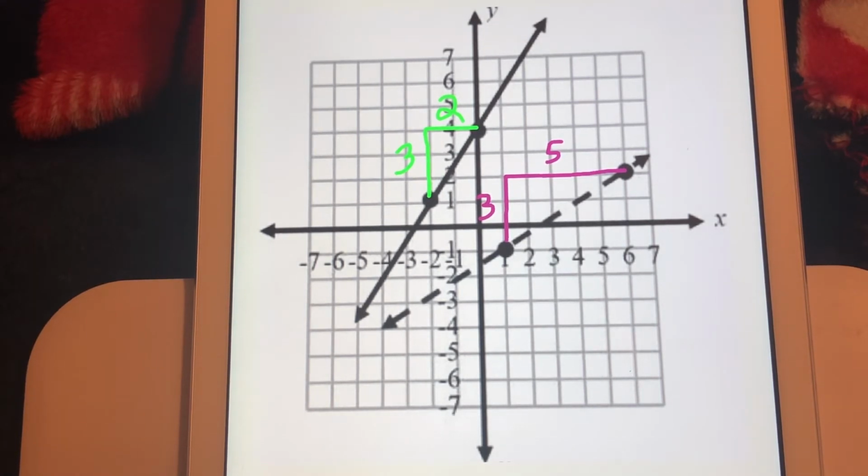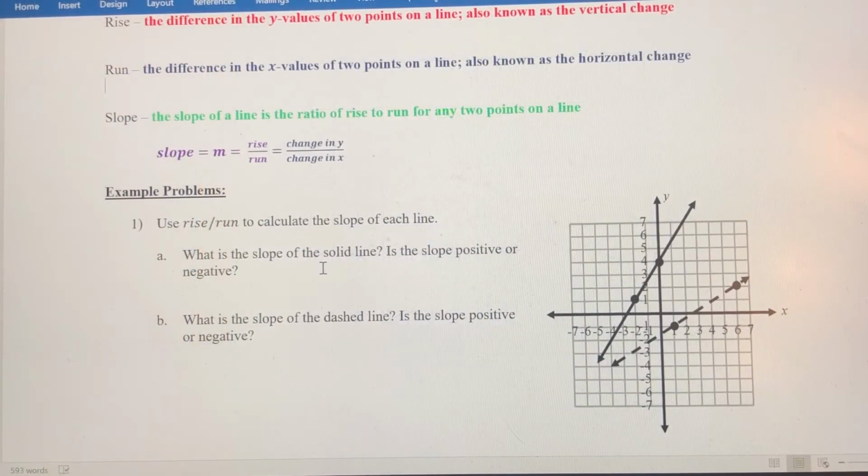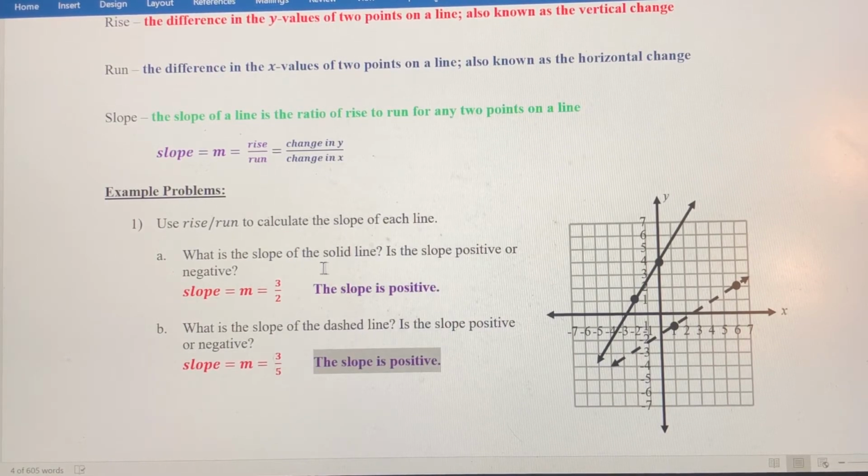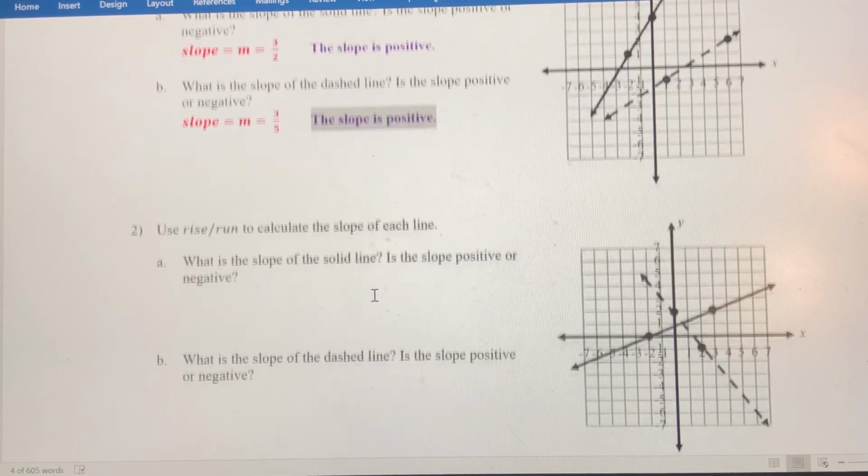One thing you want to notice, those lines are all rising from left to right. It's going up from left to right, and those slopes are positive. So any line that goes up from left to right is going to have a positive slope. To verify and review here, the slope for the solid line was 3/2, which is positive. The slope for the dashed line is 3/5, which was also positive.